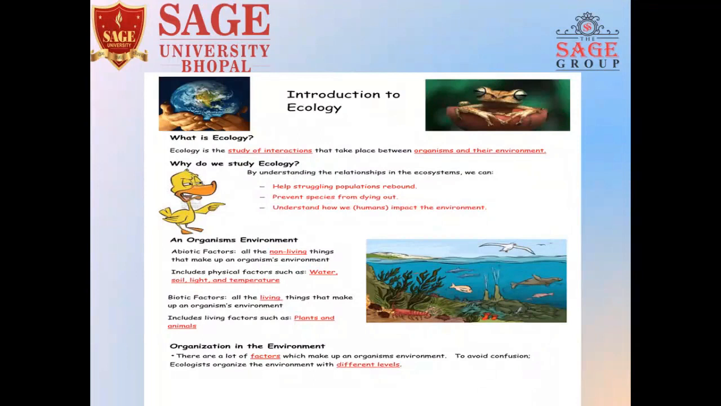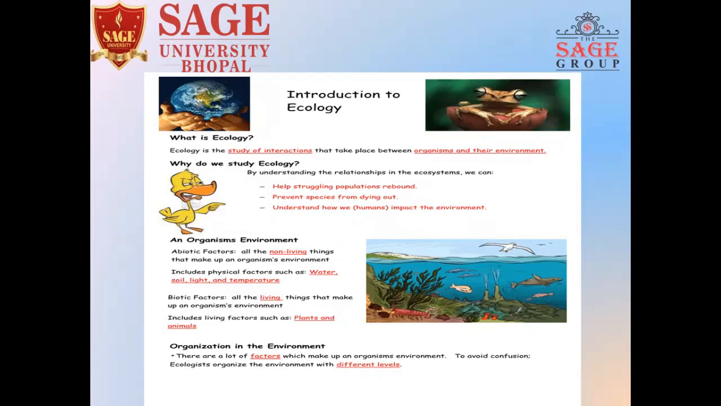First, what is ecology? So we know ecology is the study of interaction that take place between the organism and their environment. Why do we study ecology? By the study of ecology, we understand the relationships in the ecosystems. It helps struggling populations rebound, prevent species from dying out, and understand how humans impact the environment.